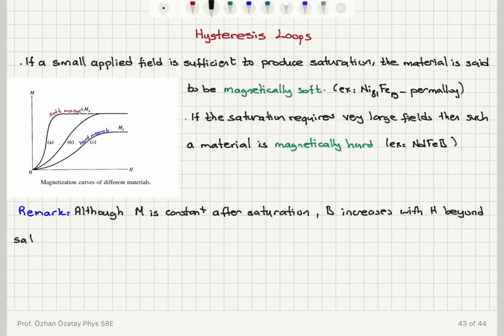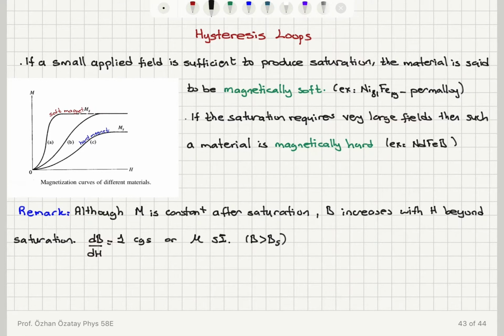And why is that? Well, you will have dB/dH equal to 1 in CGS units, or mu in SI units. So after reaching the saturation induction, for B greater than Bs, we're going to see still an increase in the magnetic induction with the applied magnetic field.